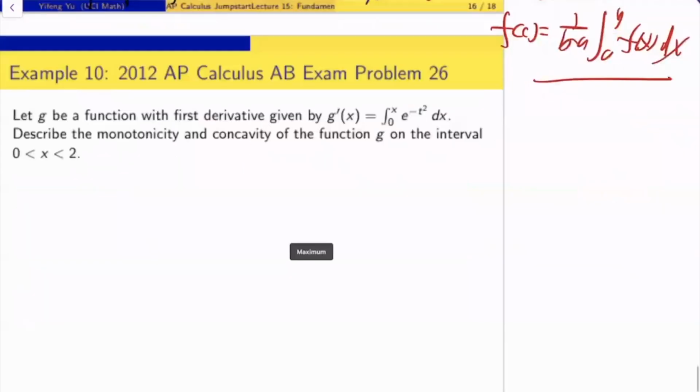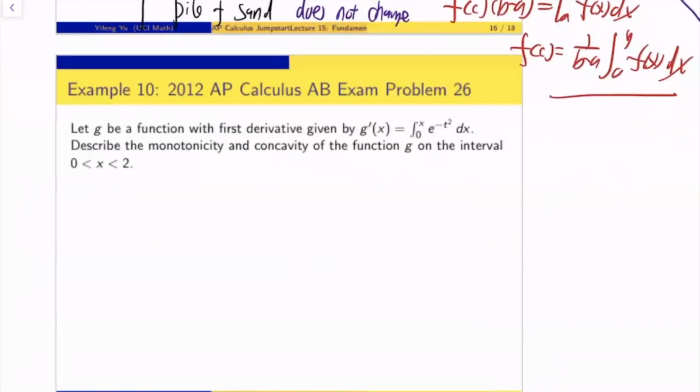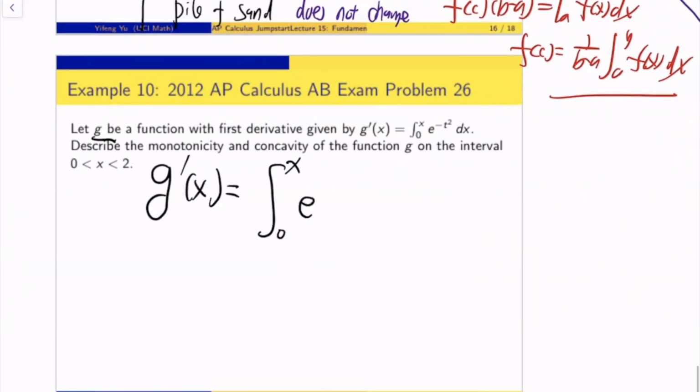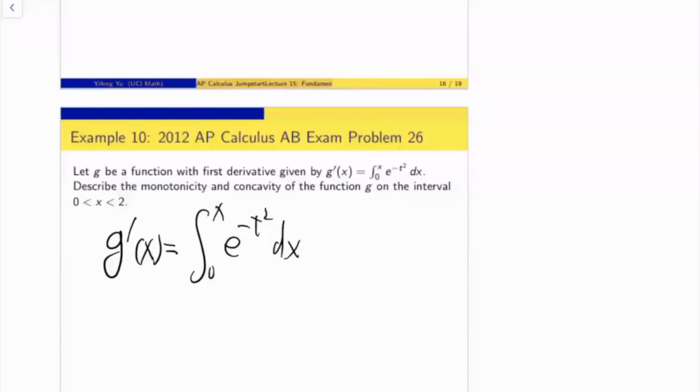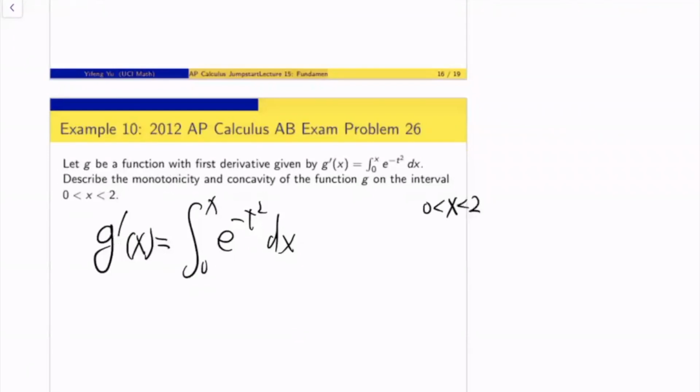Okay, now let's look at the next example, which is a past AP question. It says we have a function g and it satisfies that the derivative is given by this integral of e to the negative t squared dt. Then we notice this is for x between 0 and 2. If you look at the function inside, this function is always positive.